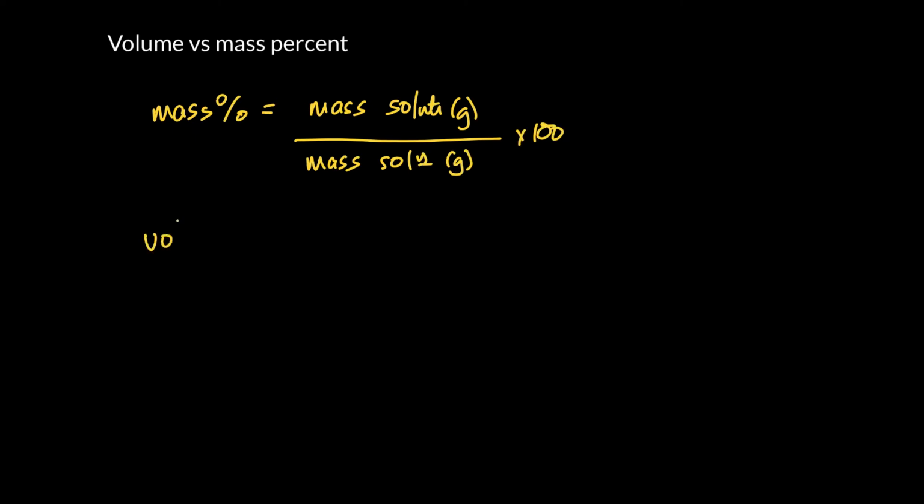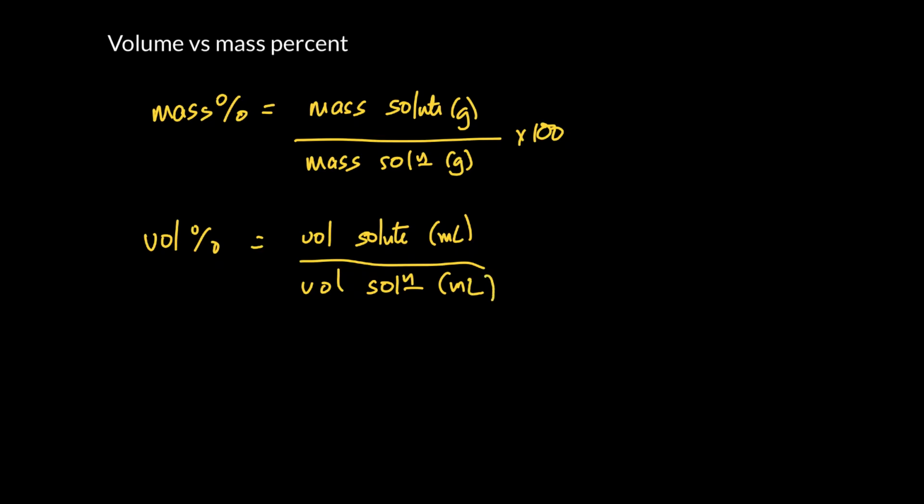You can get a volume percent instead, which is just the volume of the solute over the volume of the solution. Sometimes it's easier to work with volumes than masses. Volumes typically cost hundreds of times less money to measure than masses. For some substances, particularly with a density of about 1, there's really no difference between them. But for other substances, it can make a very large difference. So volume percent versus mass percent.